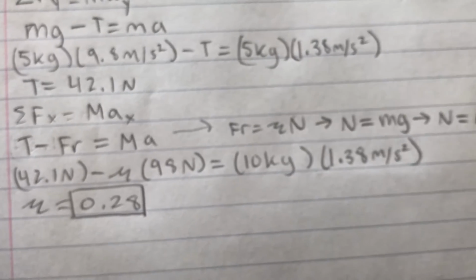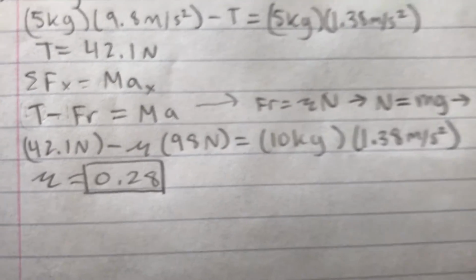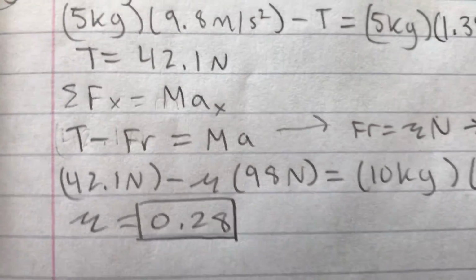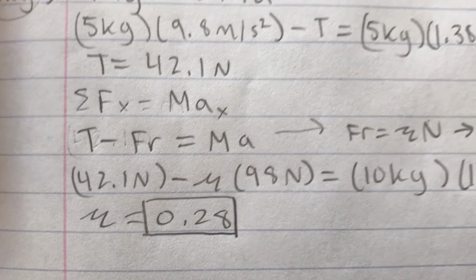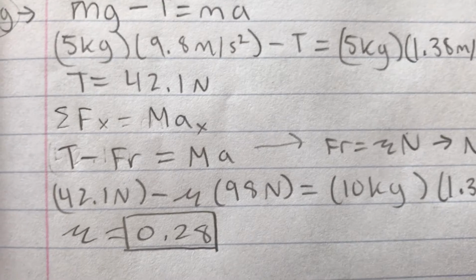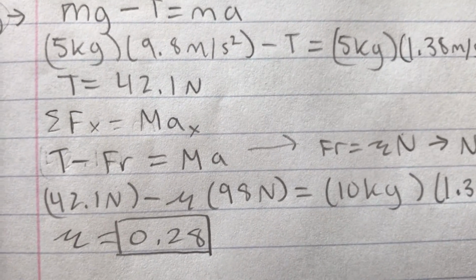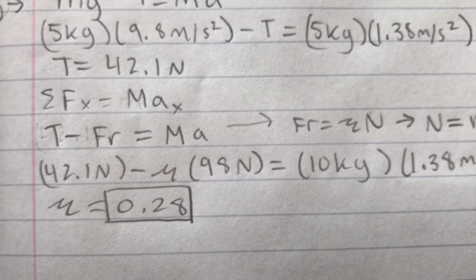Now we're going to use the sum of all forces equals the larger mass times acceleration to find our mu value. So we're going to plug in the tension into this because the tension is the same for both, and then subtract the friction and make that equal to the larger mass times acceleration.